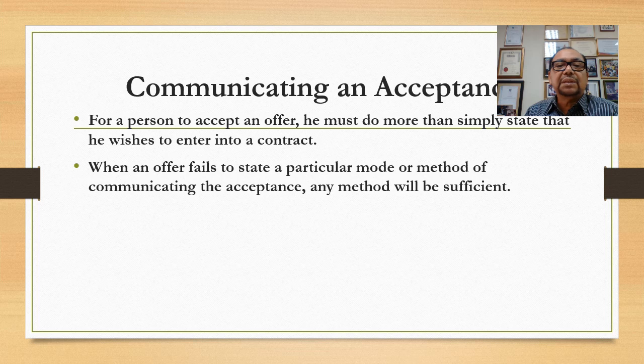Communicating acceptance. For a person to accept the offer, he must do more than simply state his wishes and enter into a contract. When the offer fails to state a particular mode or method of communicating acceptance, any mode will be sufficient. Just now I said communicating. If you want to communicate with your friend to buy a motorcycle, and your friend is not in front of you but at home or somewhere else, there must be communication, either by telephone or by writing or anything. And they must accept by communicating back. If by telephone, he has to telephone you back. If you send him a note or WhatsApp, he has to WhatsApp you back, saying that yes, he accepted your motorbike at 1,000 ringgit. So you must communicate to them, and they also must communicate back to you, for the contract to be valid as the acceptance has been completed.